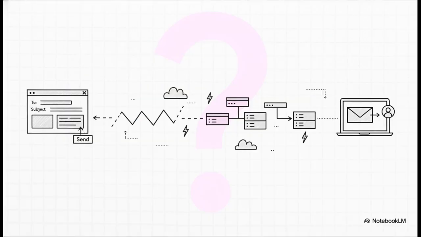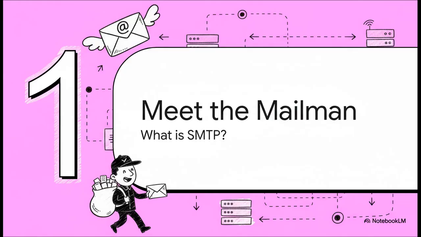So imagine it. You've typed out your message, you pop in your friend's address, and you click send. But what happens in that split second? Where does that email actually go? Because it's not teleportation. There's a real path it follows. So let's trace it. To really get this journey, we first need to meet the main character in our story.